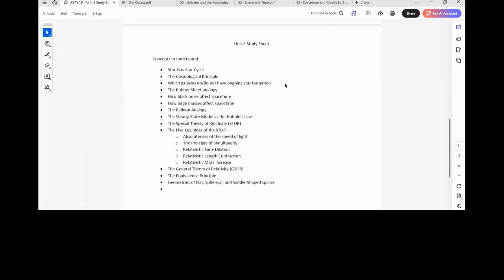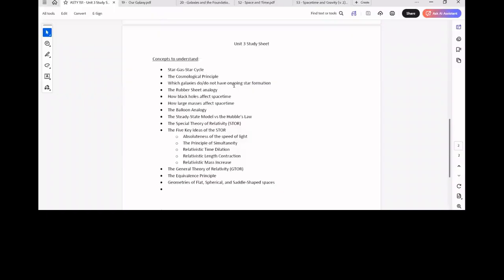Which galaxies do or do not have ongoing star formation? The general rule is that if a galaxy has a disk, then it has dust. If it has dust, it has the ability to replace stars as they die off. So galaxies with disks do have ongoing star formation. Ones that do not have them don't have ongoing star formation.